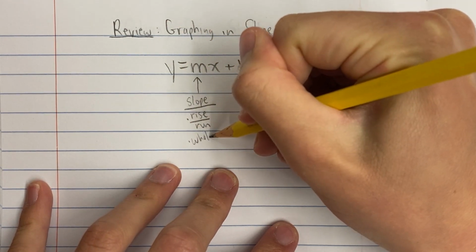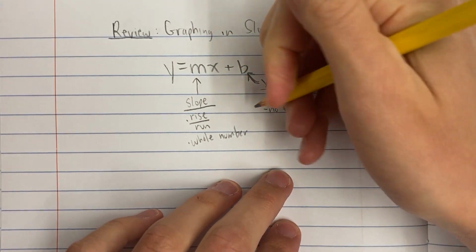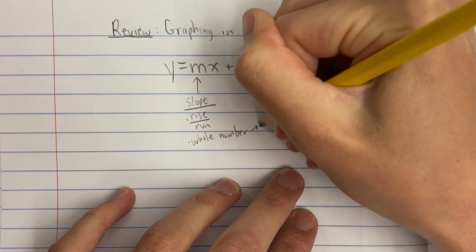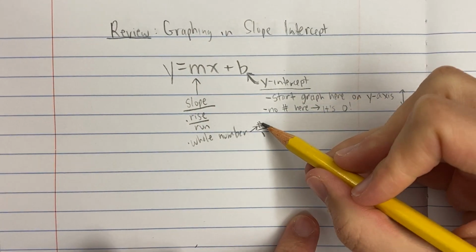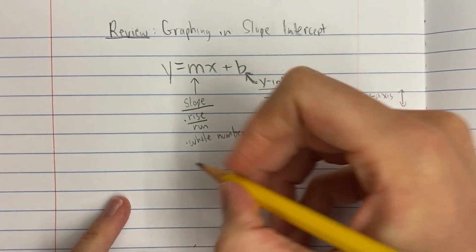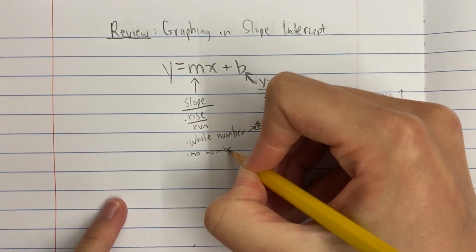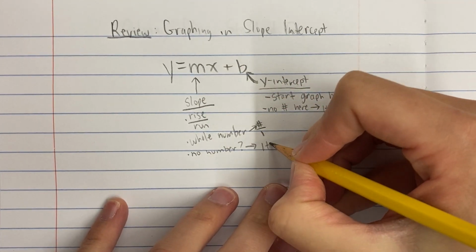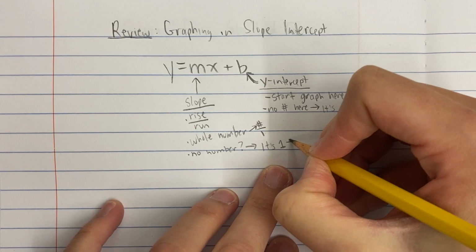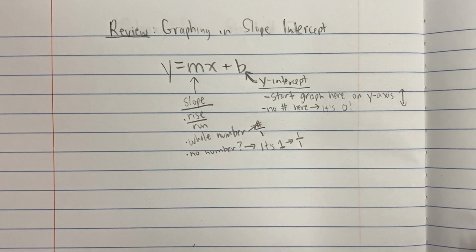Now, some other things, let's say it's a whole number. Like let's say it's just the number 4. What you do is you take the whole number and you put that number over 1, right? And then it's a fraction. Then this is the rise and the run. Okay, now, if there's no number here, then it's 1, right? It's 1x. So that would be 1, and you would make that into 1 over 1, right? That would be a rise of 1, a run of 1.